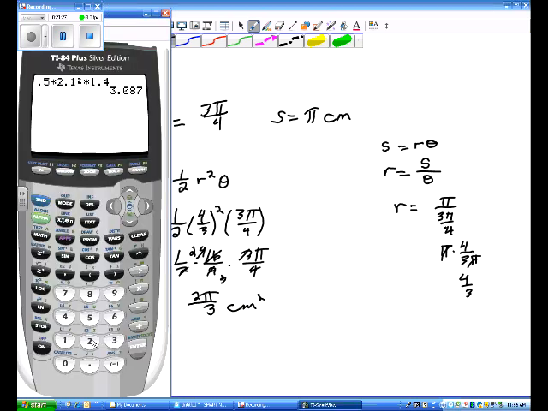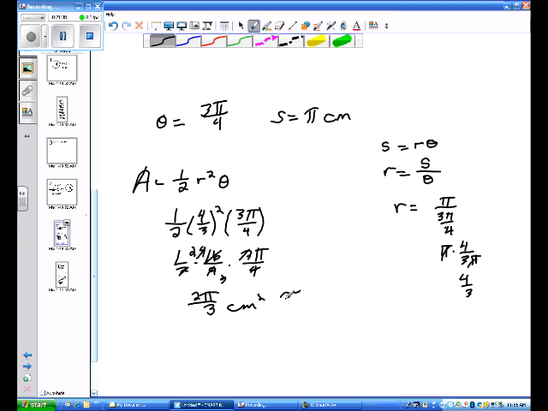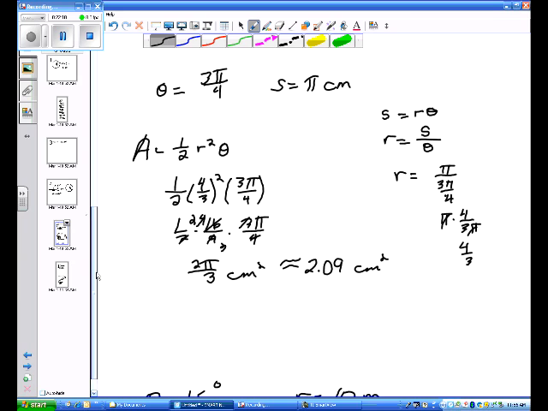And we can get an approximation. 2 pi divided by 3 is approximately 2.09 centimeters squared. So when we weren't given the radius, we were still given enough information to find it. Now, once we found that the radius is s over theta, we could have just put all of that into the formula, but it would have been a little messy having all of this and squaring it. We would have still had to do the computation. So we can find the area of a sector.